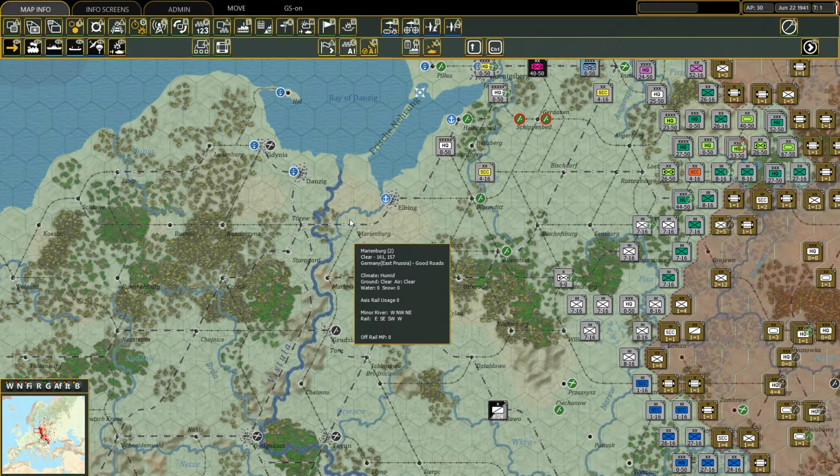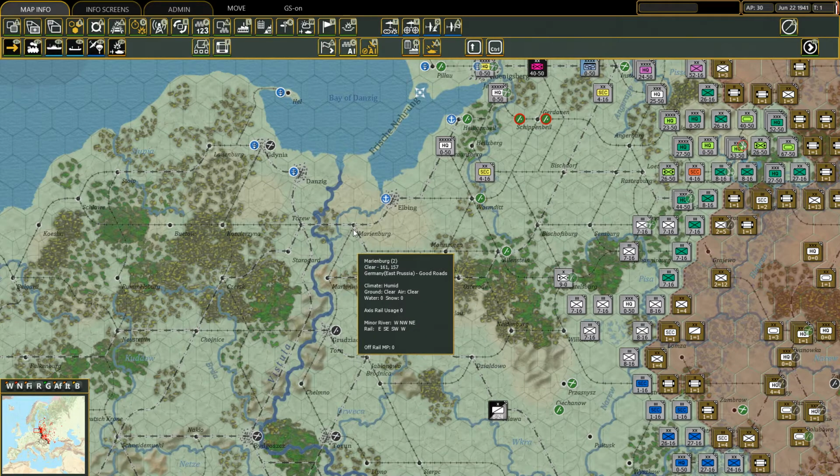So yeah, 3,221 means that this number of tons of freight was moved through this hex. Then you have the indication about the connecting railway tracks. So in this case, we have a railway going east, one to the southeast, one to the southwest, and one to the west. And it's quite intuitive to see the railways here.